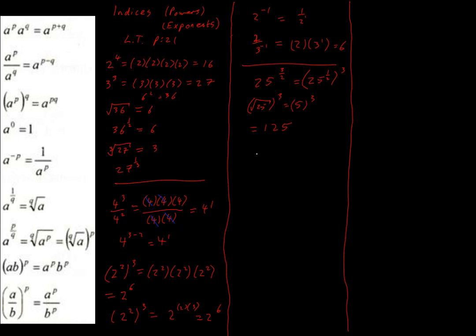Final number example before we jump into some more algebraic ways of looking at things. If I have 5 over 2 to the power of minus 2, the power is going to multiply each thing in the bracket, just like we can see here.